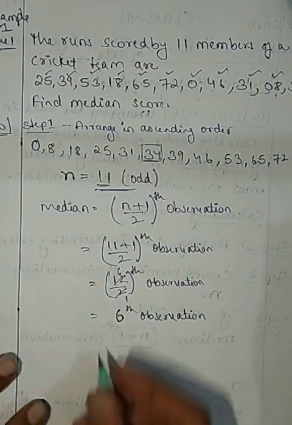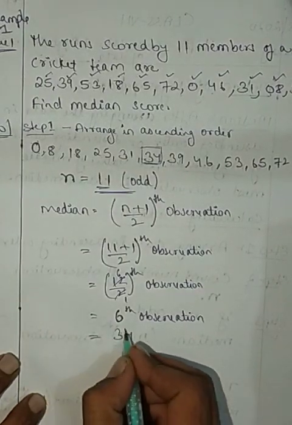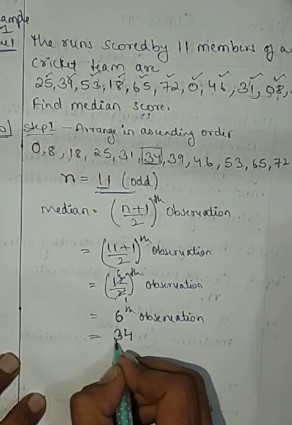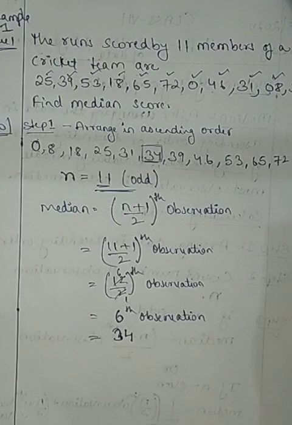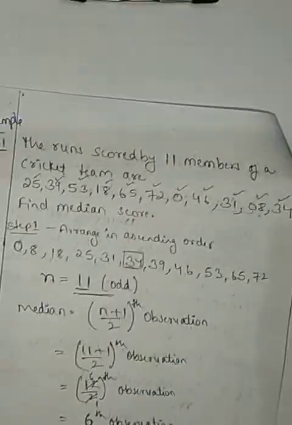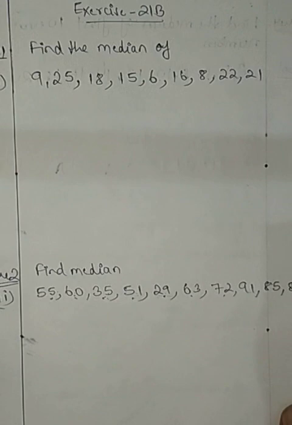So our median will be 34. In this way you are going to do the questions. This was example number 1 from your textbook. After that we are going to discuss more questions based on this.